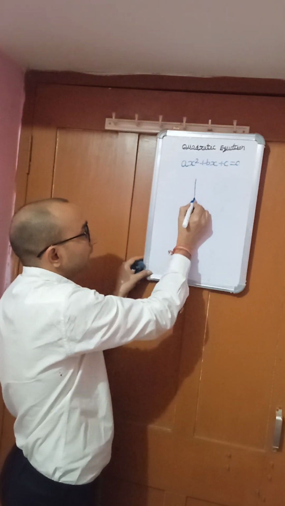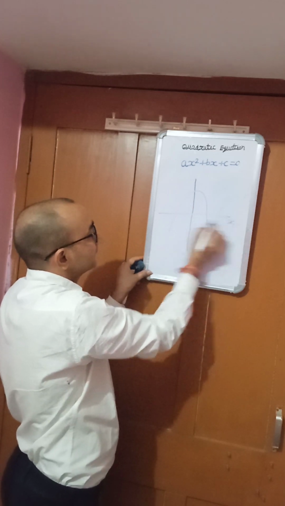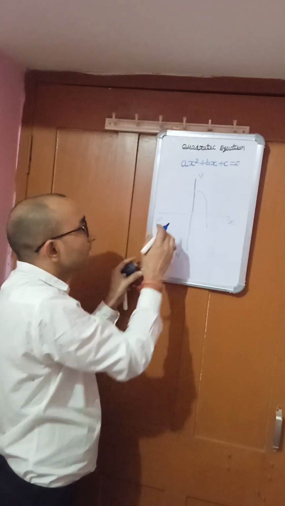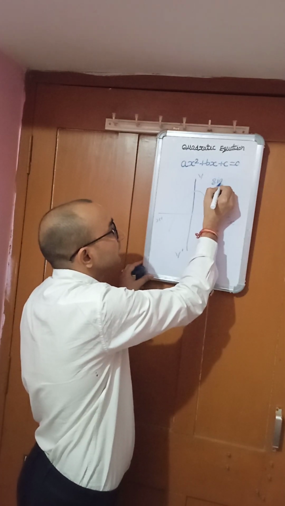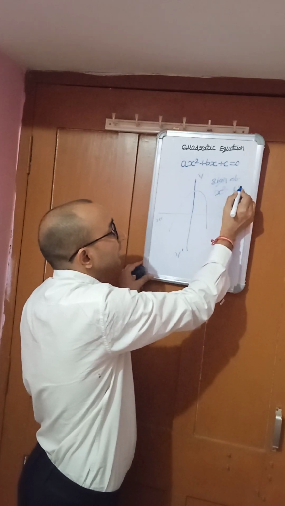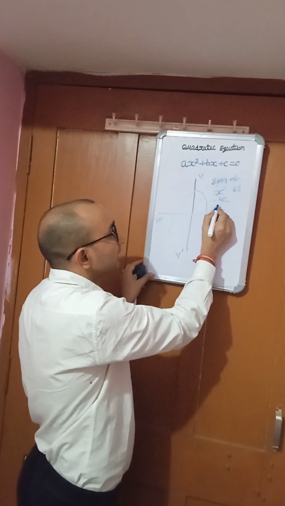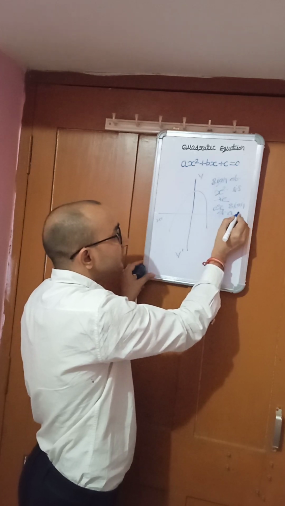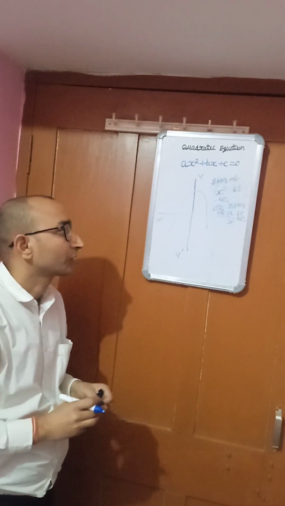if the parabola is downward, means x dash, y dash, this is origin. Okay, if the parabola is downward, then the sign of x square is negative, or the sign of a is negative here. Okay.